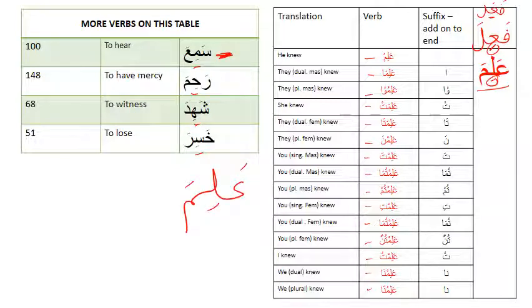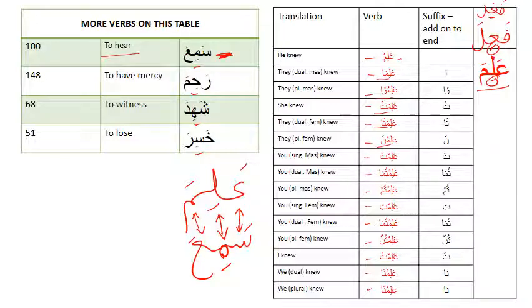alima, all you have to do is replace the ayn with a sin, sa, the lam with a mim, then the mim with an ayn, sami'a. Yeah, so that is how it is. And then you can just make this table. So it would be sami'a, sami'u, sami'at, sami'ata, sami'ana, etc.